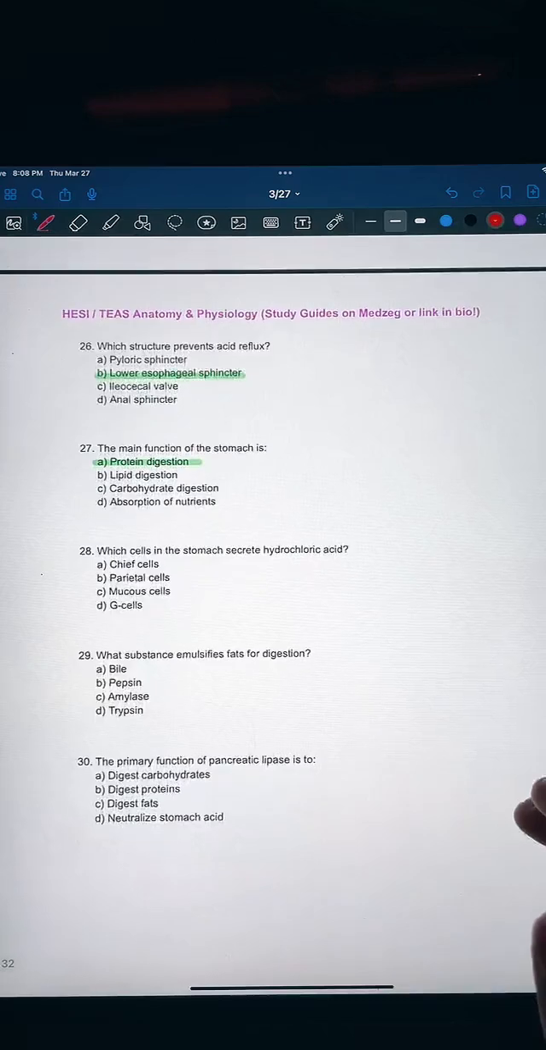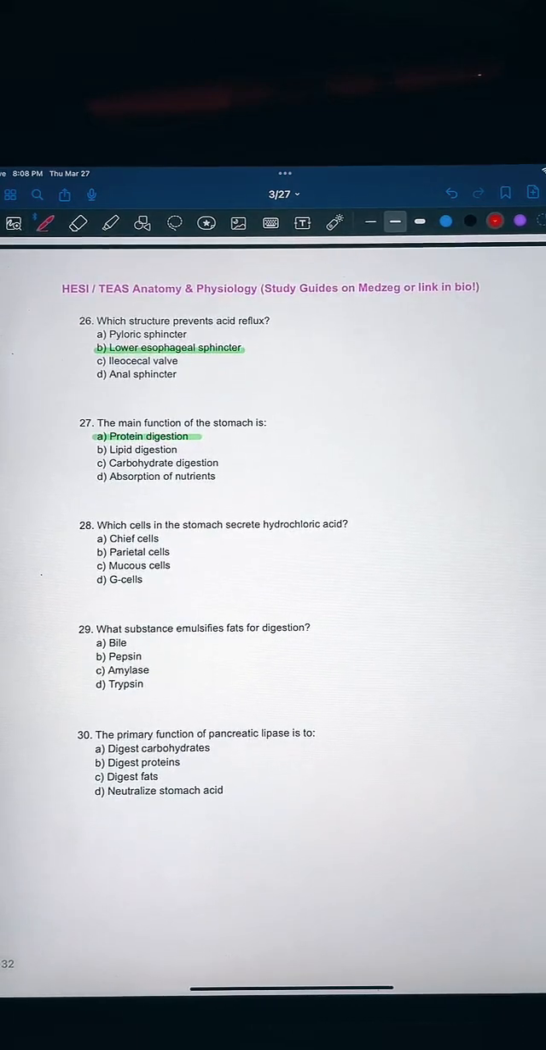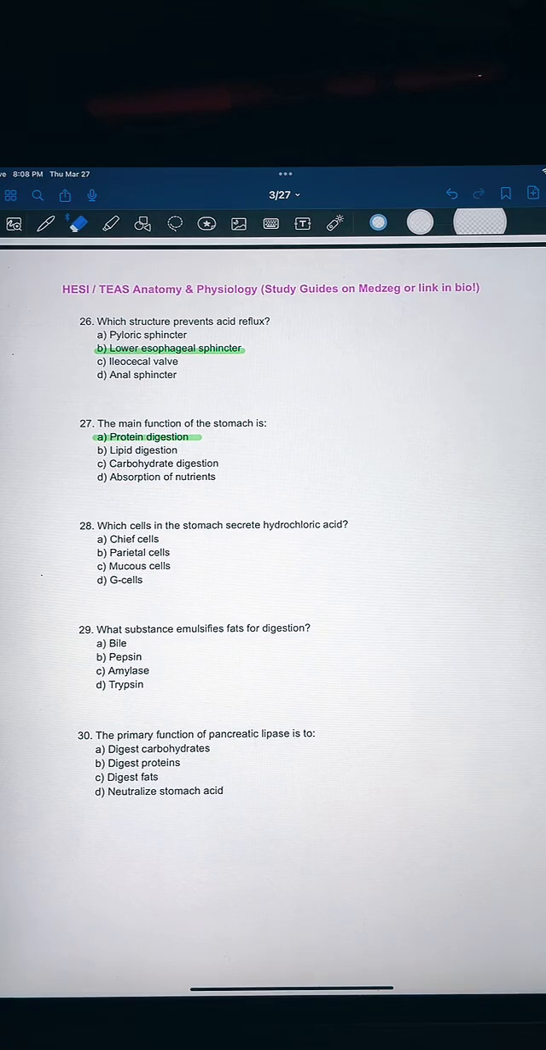Alrighty, moving on to number 28. Which cells of the stomach secrete hydrochloric acid?